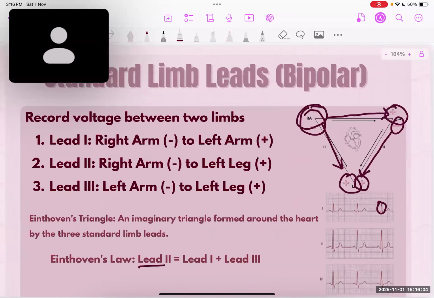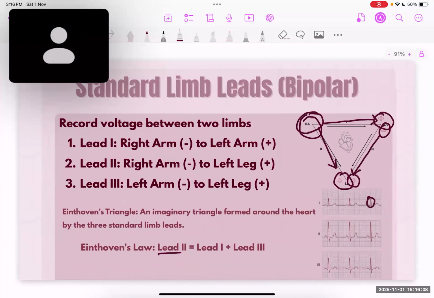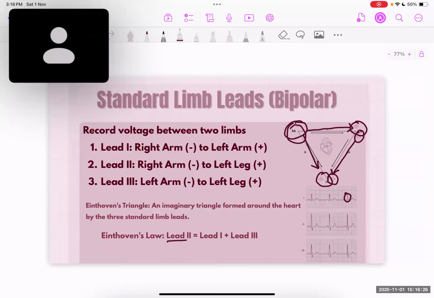Just a quick recap for whoever asked the question. Lead 1, the negative electrode is in the right arm, and it's going to go to the left arm, which is the positive. Lead 2, right arm is the negative electrode going to the left leg, which is positive. And lead 3, left arm is the negative going to the left leg, which is positive. You just need to memorize all of these.